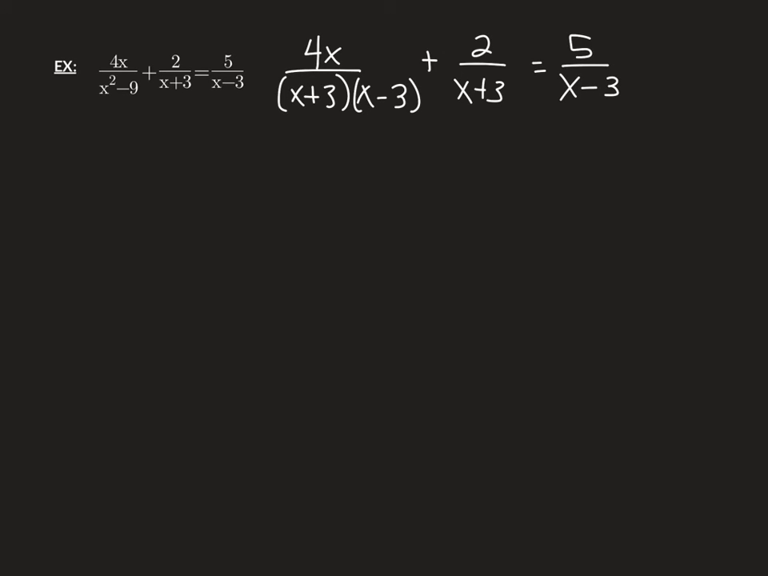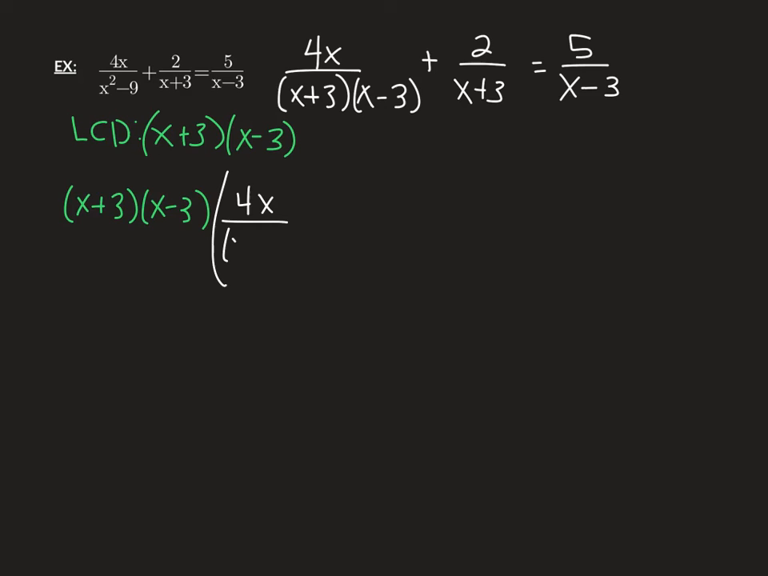Okay, so looking at my denominators, I have an x plus 3 and x minus 3 in this first one. I have an x plus 3 in the second, x minus 3 in the second. So if I figure out my common denominator here, my least common denominator is going to be x plus 3 times x minus 3. And that would encompass all of them. So let's go through and multiply each of the original problems by that common denominator.